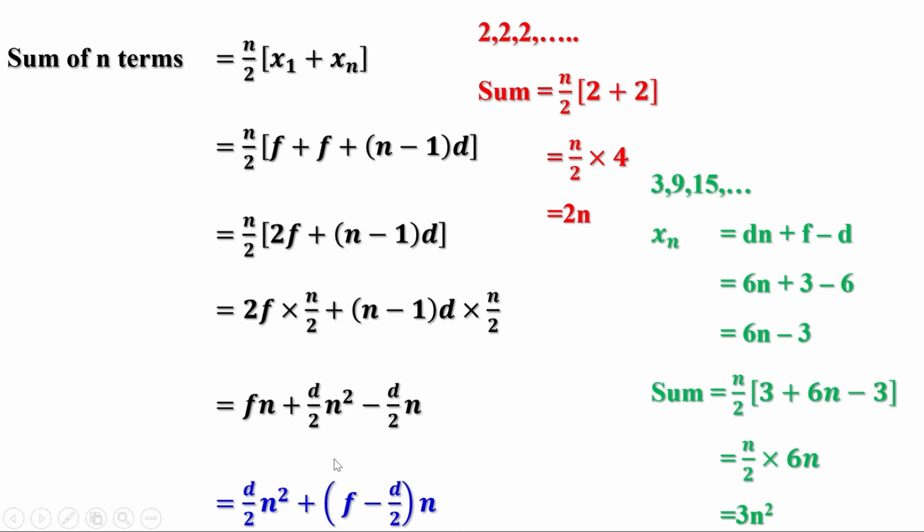Now look at this expression once again. Look at the coefficient of n square, that is d by 2, or half the common difference. So we can say the coefficient of n square is half the common difference. Now let us take the sum of the coefficients of n square and n, that is d by 2 plus f minus d by 2. D by 2 minus d by 2 is 0 and we get f. That means sum of the coefficients of n square and n is the first term.